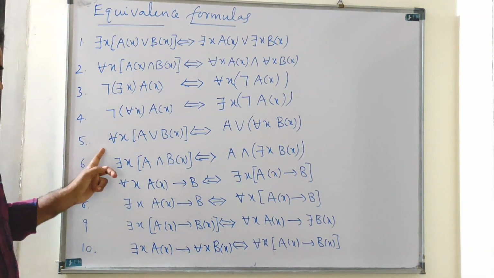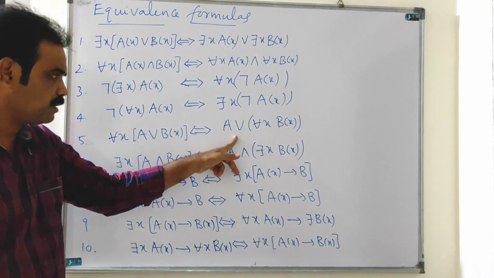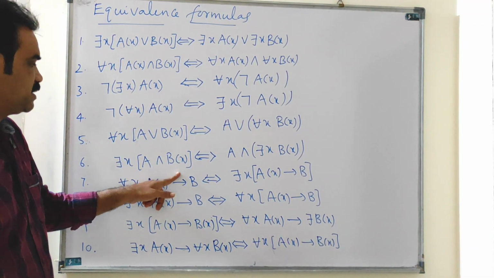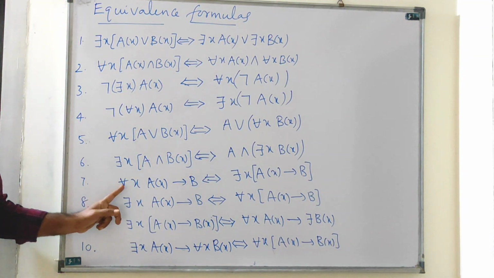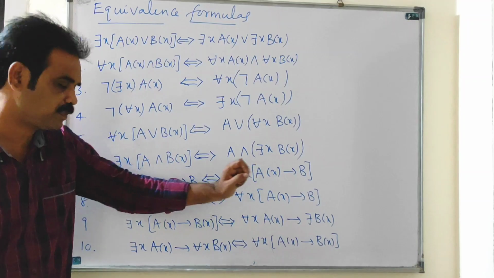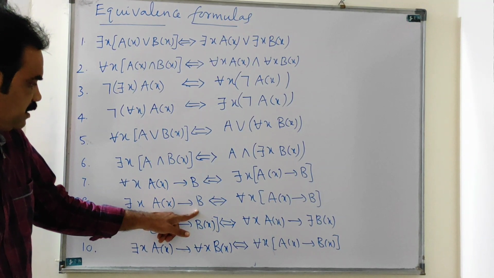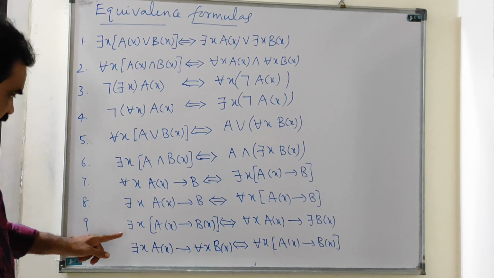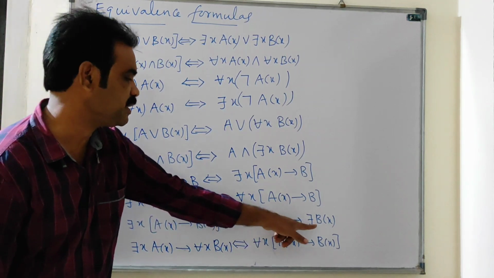Next, negation of for all x, a of x is equivalent to there exists x, negation of a of x. The next one, for all x, a or b of x is equivalent to a or for all x, b of x. Sixth one, there exists x, a and b of x is equivalent to a and there exists x, b of x. Seventh one, for all x, a of x implies b is equivalent to there exists x, a of x implies b.